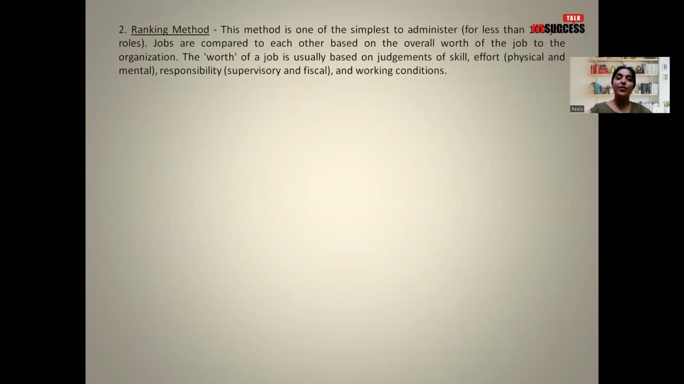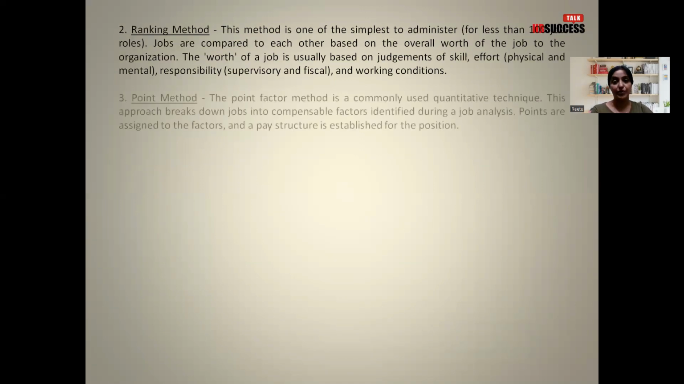The second method is the ranking method. This method is one of the simplest to administer for less than 100 job roles. Jobs are compared to each other based on the overall worth of the job to the organization. The worth of a job is usually based on judgments of skills, efforts, physical or mental, responsibility, like supervisory or fiscal, and working conditions.